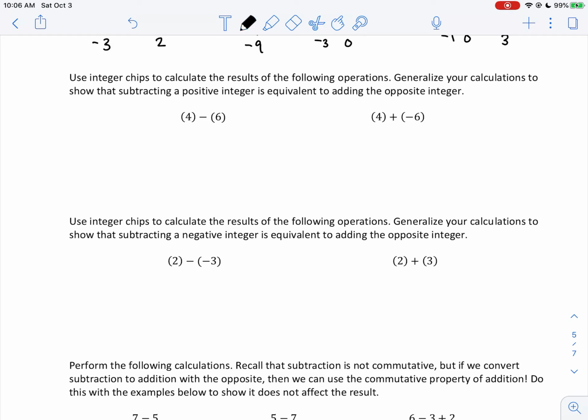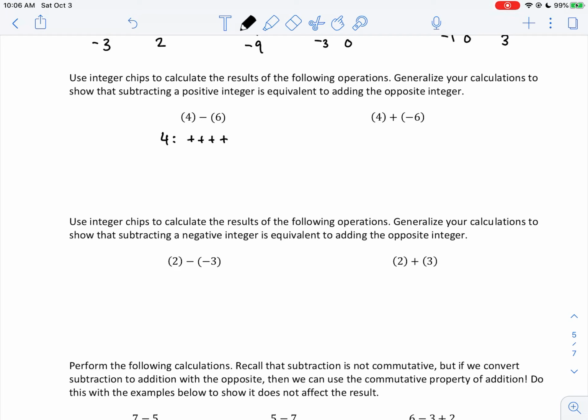All right, use integer chips to calculate the results of the following operations. Generalize your calculations to show that subtracting a positive integer is equivalent to adding the opposite integer. So let's do 4 minus 6, and let's do the takeaway model. It doesn't say which model, takeaway or comparison. Well, let's do takeaway. We have 4, and I want to remove 6.